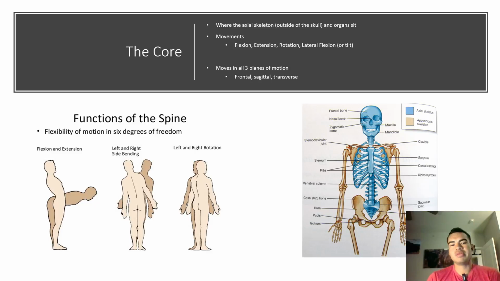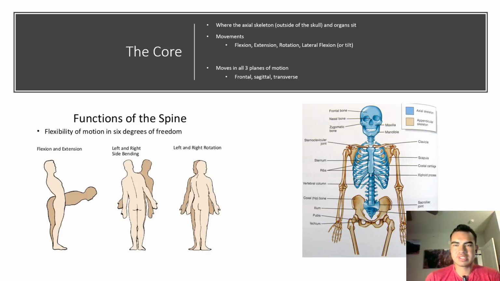So think of movements. They say 6 functions of the spine, or 6 degrees of freedom. We have flexion, extension, rotation, and lateral flexion to either side, or you can call it a tilt or side bend. There's a lot of terminology out there. But the really cool thing is the core moves in all 3 ranges of motion because of how many different connection points it has.